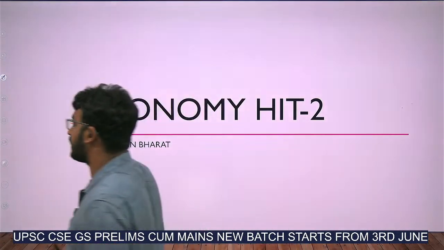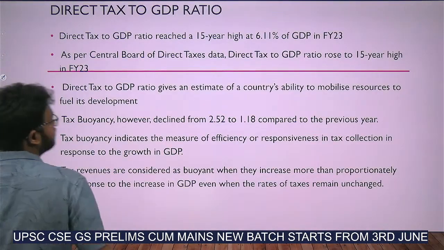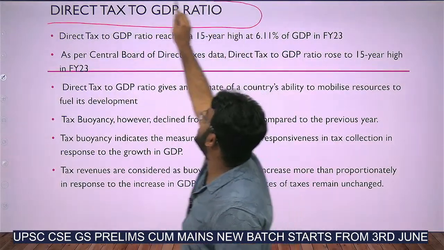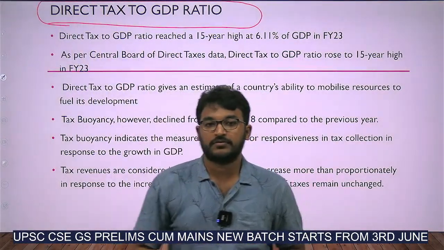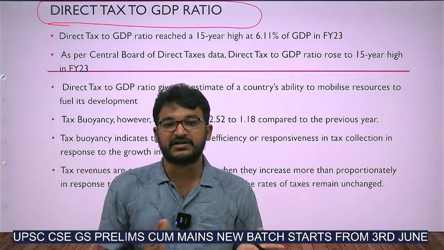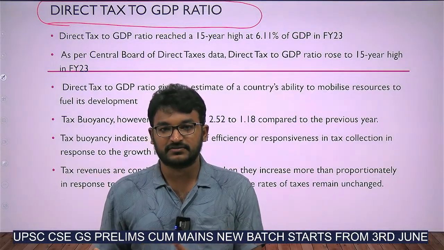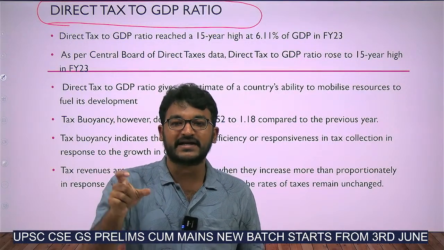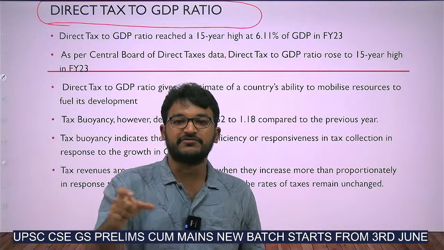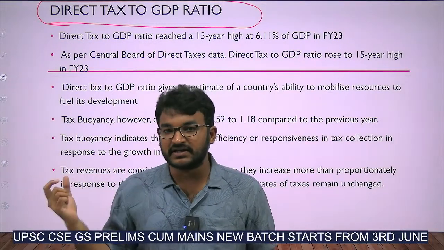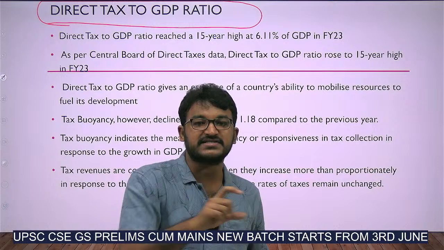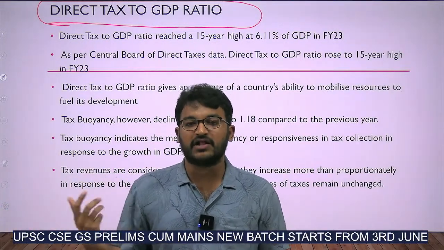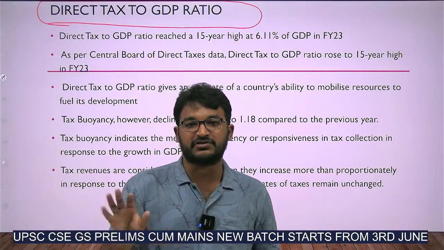Now, first topic, direct tax to GDP ratio. First of all, you need to know the difference between direct tax and indirect tax. The basic difference is that in direct tax, incidence and impact of taxation will be on the same person. But in indirect tax, incidence will be at one place and impact of taxation will be at the other place. You have read all these things in your static part, I am just giving you a glance.